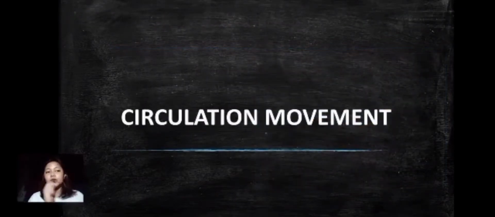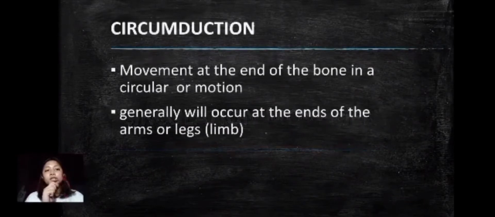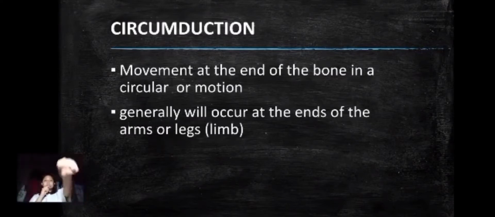Okay, circular movement. Circumduction. Movement at the end of the bone in a circular motion. It generally occurs at the ends of the arms or legs. Okay, so for example, drawing a circle in the air with your fist, like this. You need to stretch your arm and draw a circle. So this is an example of circumduction movement.